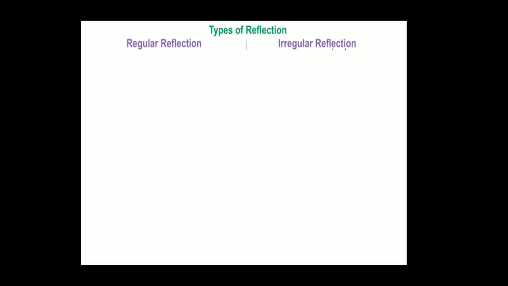Now, the next one: we have to study types of reflection. What are the different types of reflection? Does it take place in the same manner everywhere? No. So we classify reflection into two types. One is called regular reflection, another is called irregular reflection. So we should know what is regular and what is irregular.